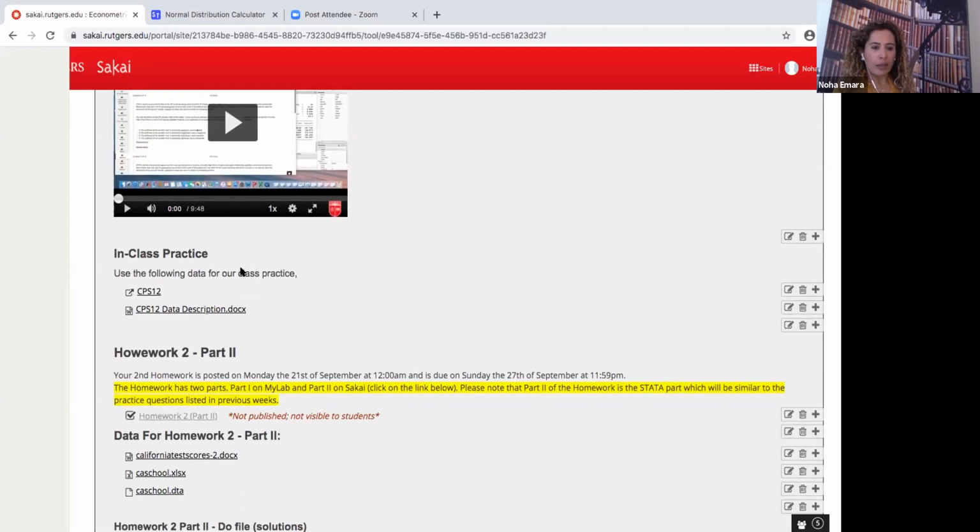In today's class, we're going to be using the CPS, which is the Census Population Survey 2012. It has the description right here. And as I mentioned previously, many times when I post the data on Sakai and you click on it, it doesn't download for some reason, like Sakai does not accept the data files. So most of the times you would find me emailing you the data set. Okay, you have them here.